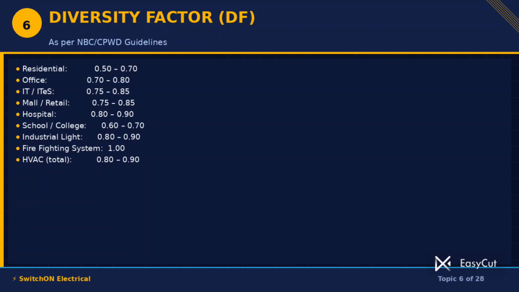But for the firefighting system, there is no discrimination or any chance of taking risk in fire. That is why the diversity factor will always be 1, whatever the situation, whatever the condition. For HVAC it is 0.8 to 0.9. This is all about the standard supply system in India, typical connected load density, and diversity factor, right? In the next video we can continue with the other terms, other topics.